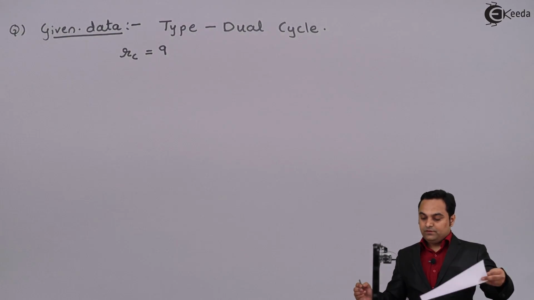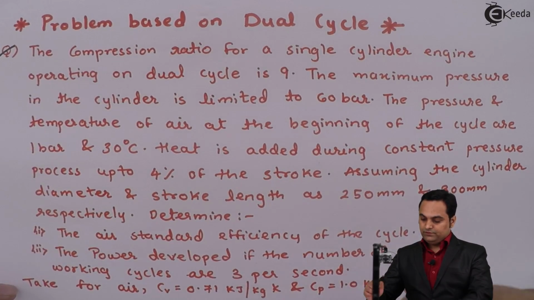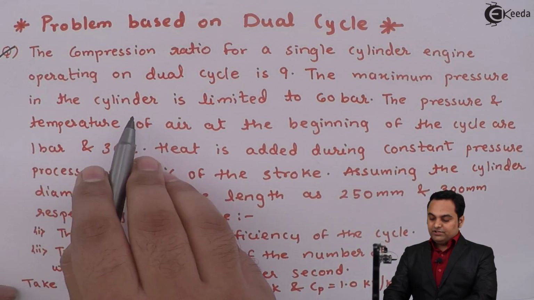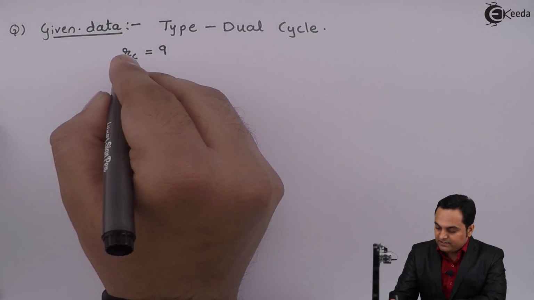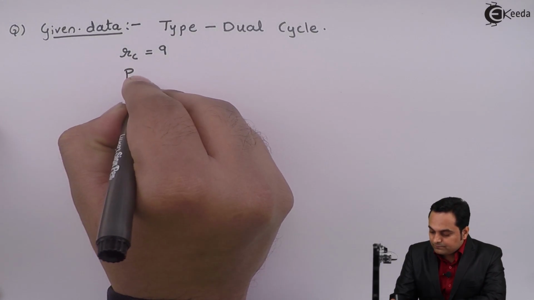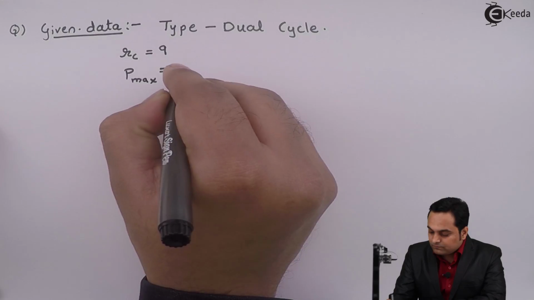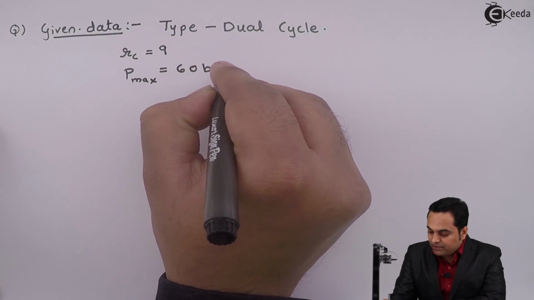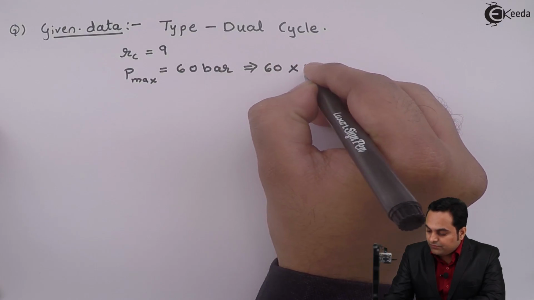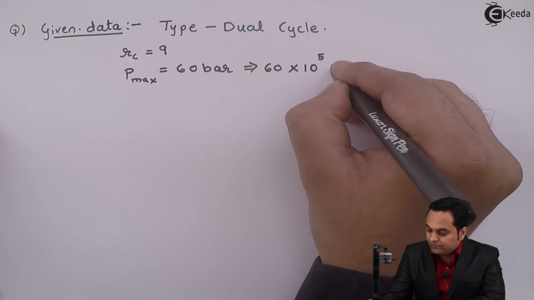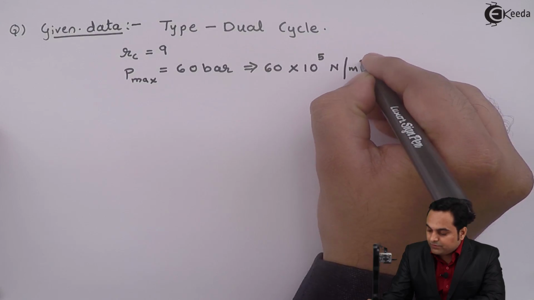Next, the maximum pressure in the cylinder is limited to 60 bar. So P suffix max is 60 bar. So that is 60 into 10 raised to 5 Newton per meter square.